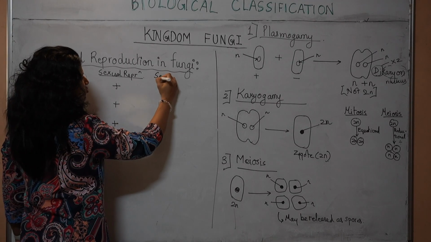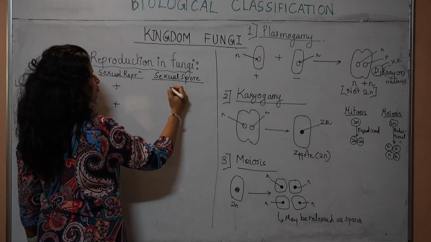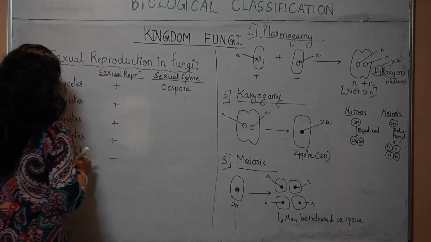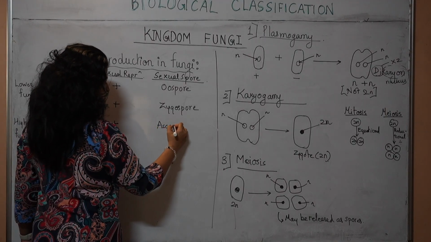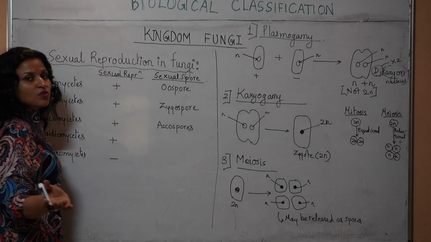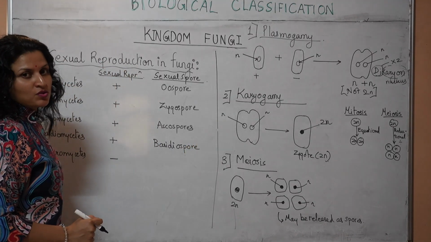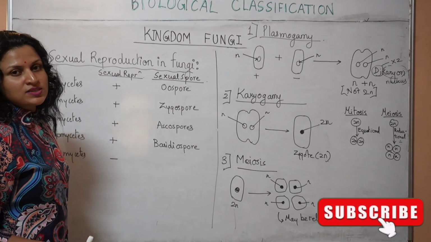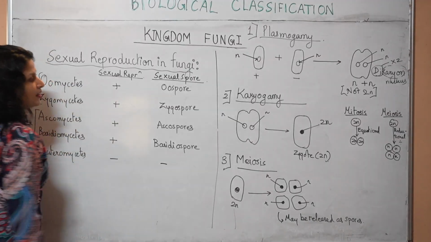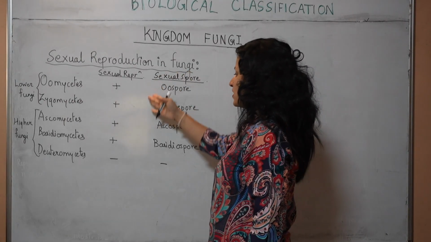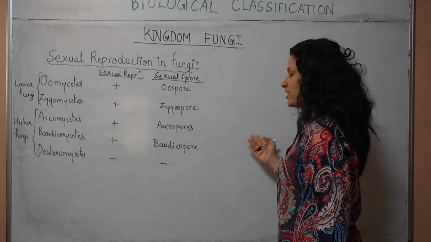We will learn the sexual spores. The sexual spore that is produced in case of oomycetes is oospore. For zygomycetes, that will be zygospore. Ascomycetes will give you ascospores. Basidiomycetes, basidiospore. And deuteromycetes, deuterospores? No, they will not produce sexual spores since sexual reproduction is absent in deuteromycetes. So since in these 4 classes sexual reproduction is present, all the 3 stages will happen: plasmogamy, karyogamy and meiosis.